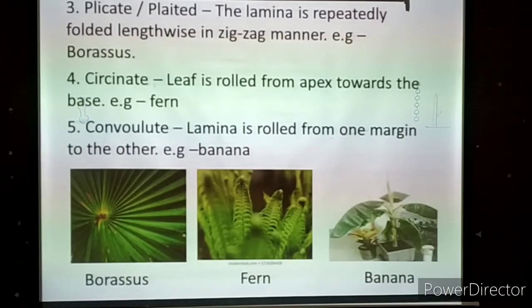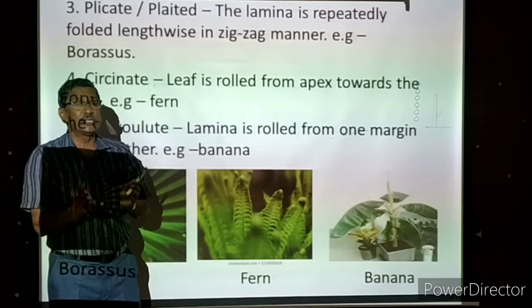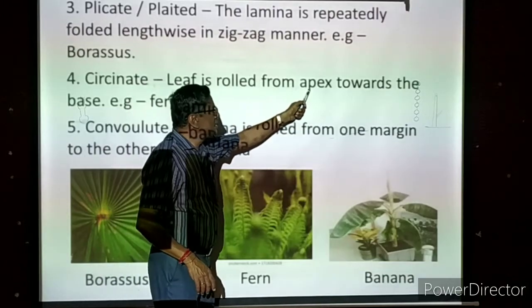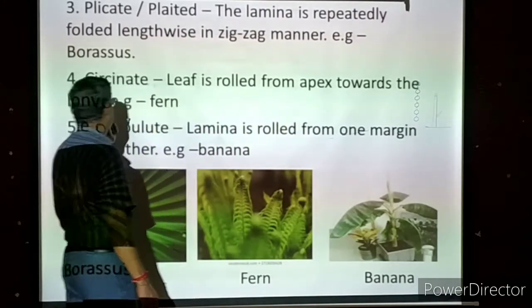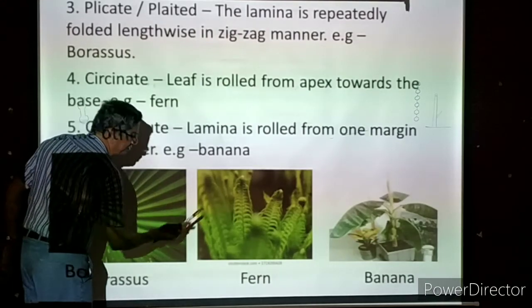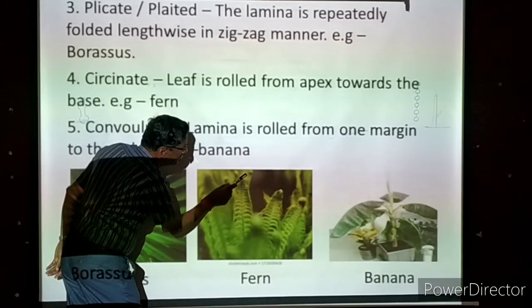The next one is circinate. C-I-R, circinate. What is the meaning of circinate? Leaf is rolled, but here it is not folded, it is rolling. The leaf is rolled from apex towards the base. Now from the tip it is folding. Now for example, this is the leaf. Example, fern. Now this is the fern leaf, full leaf.